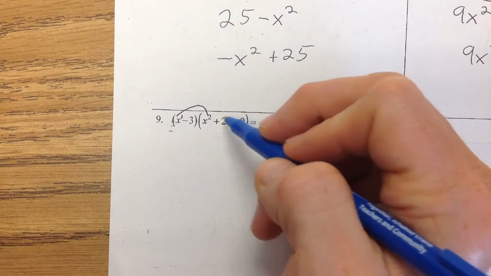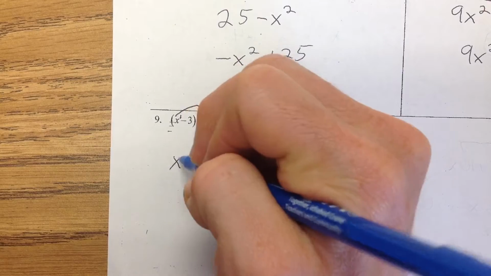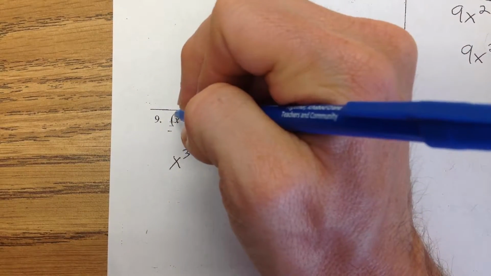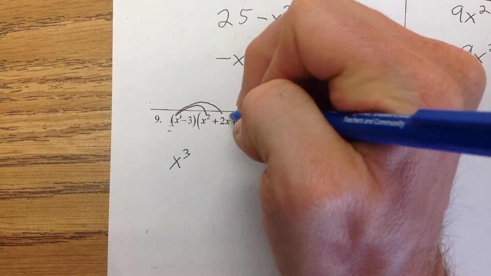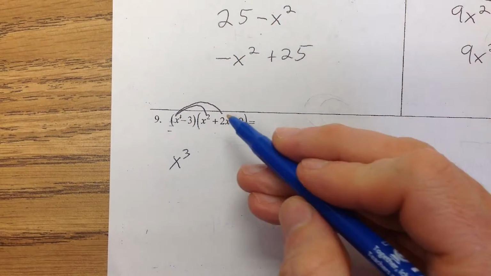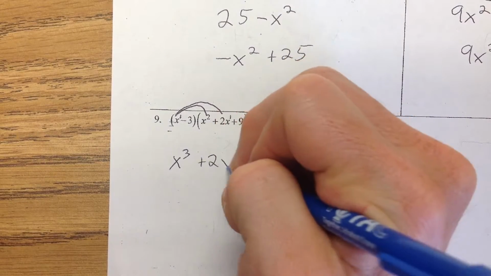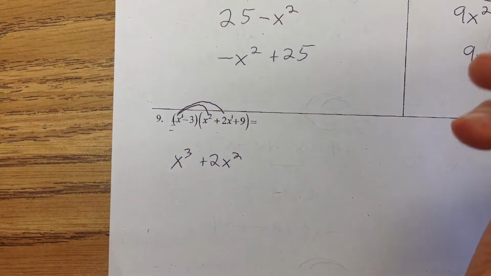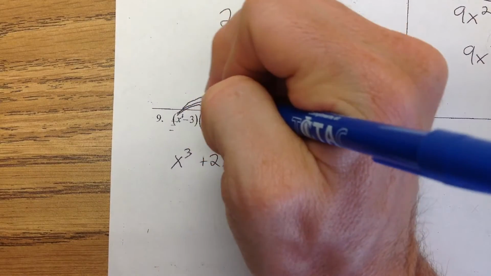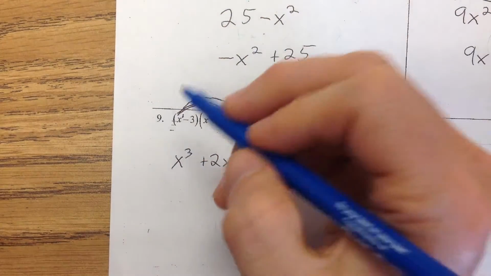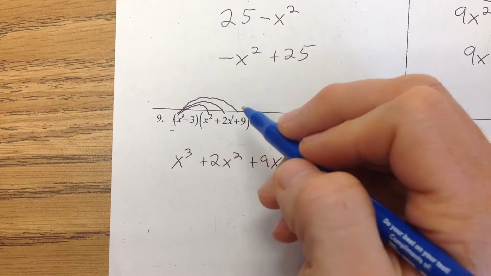x to the first times x squared is going to be x to the third because we add the exponents. x to the first times 2x, again to the first, you can write those ones in there, is going to be plus 2x squared. And then x times 9 is just going to be 9x. All right, so that's our first set of distribution.